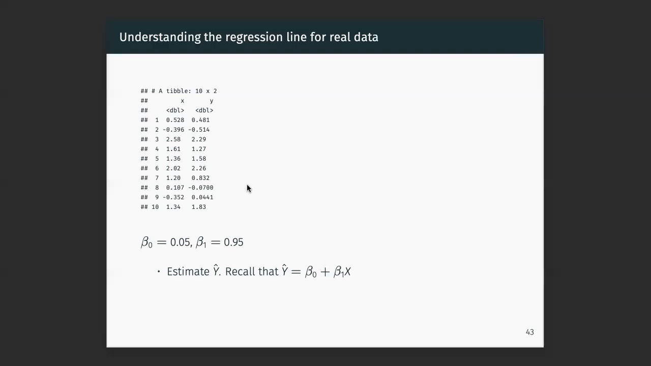Y hat 2 equals 0.05 plus, what's x2? We'll call it negative 0.4 times 0.5. Oh, right. Oops, did that wrong. Beta 1 is 0.95. Yes. Times minus 0.4.